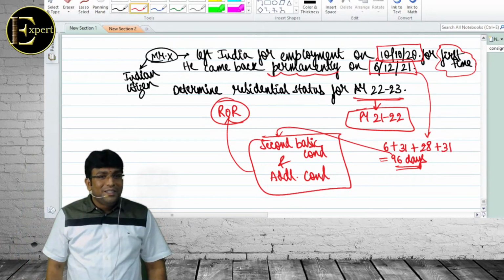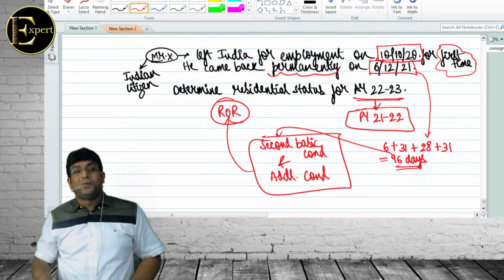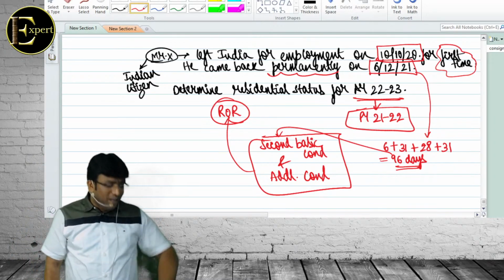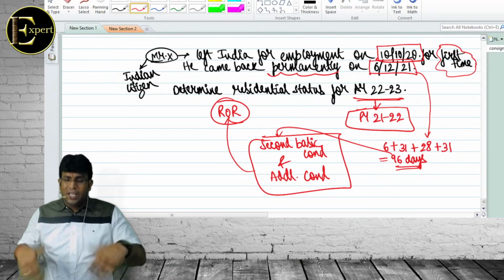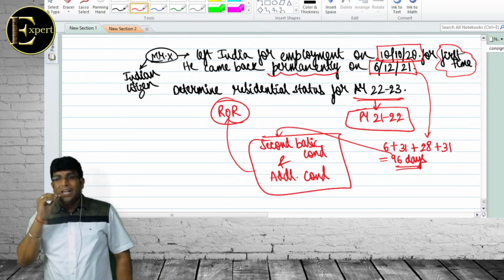You are clear? So this perfection will come only when you have clarity on the special cases. That's why it took so much time. वरना मैं इतना time लेता भी नहीं था. Resident status I took so much time because there is a high possibility we'll make mistakes. Correct? No. So when I teach you house property, I will not waste my time like this.